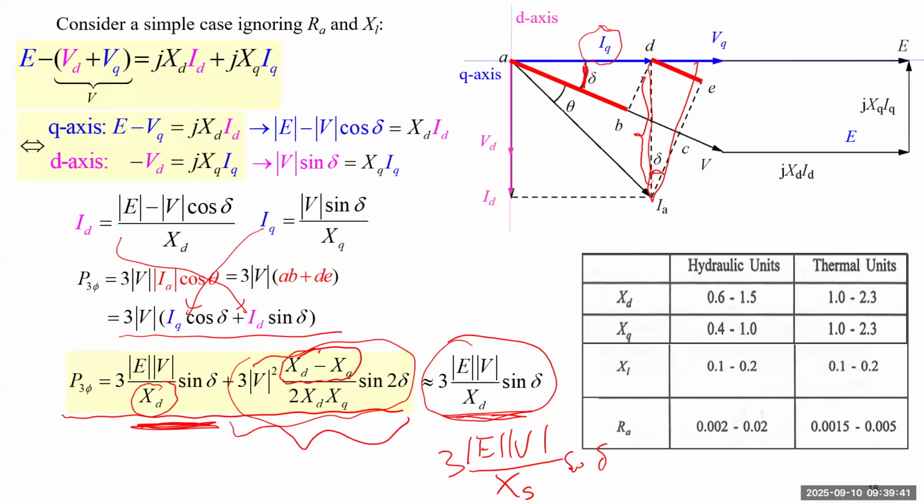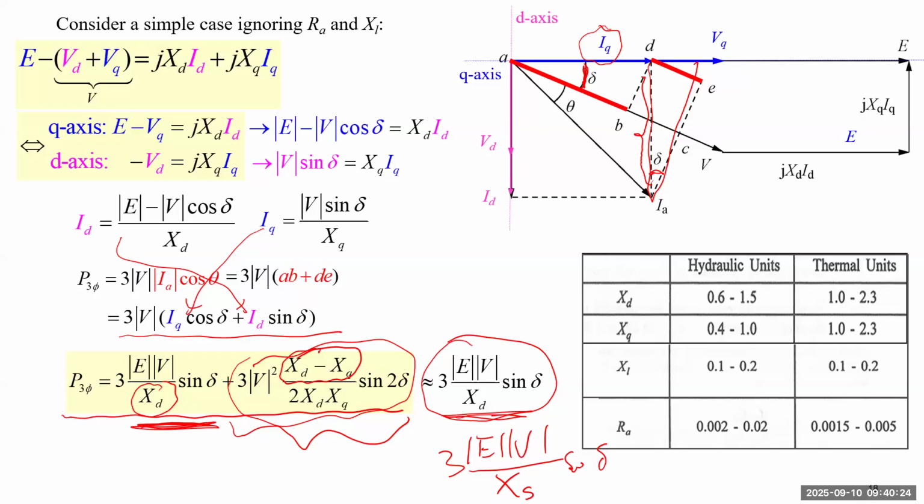So come back to this slide. For the thermal unit, you see the XD and XQ fall into the same range, so they can be very close. This is the reactance due to the air gap. Usually it's less than 10%, and resistance can be very small, usually ignored for approximate calculation. And for the hydro power plant generator, you see XD is slightly bigger than XQ. The difference is not big, maybe 30 to 50%.